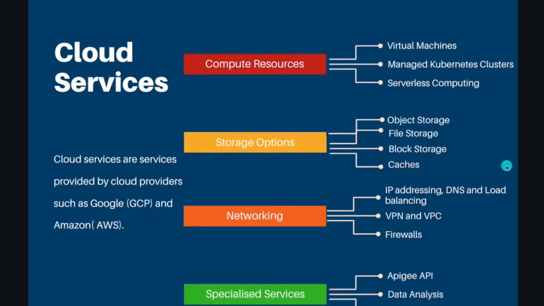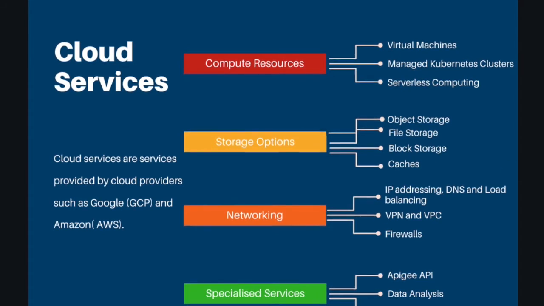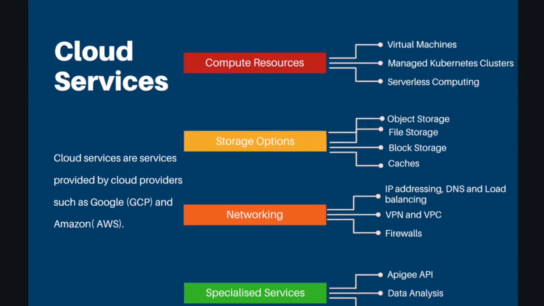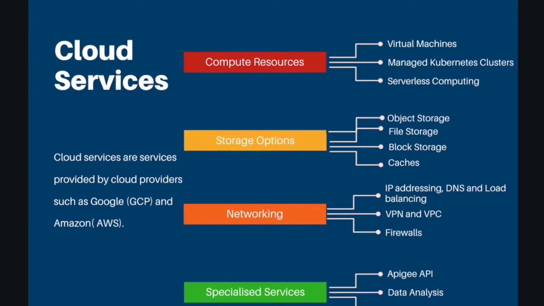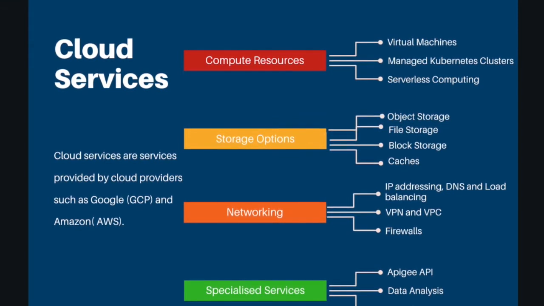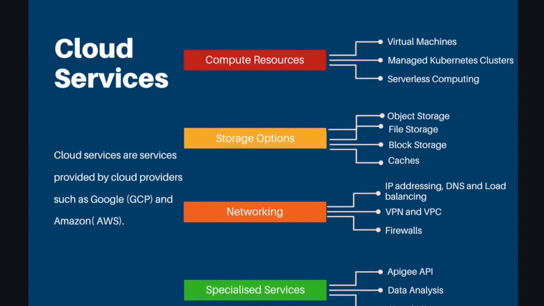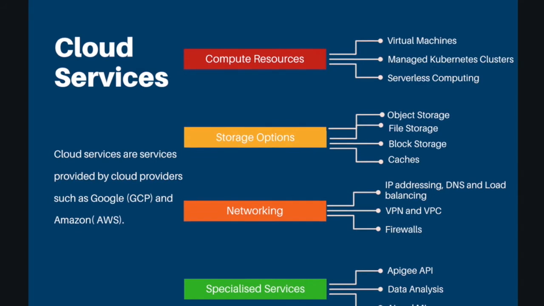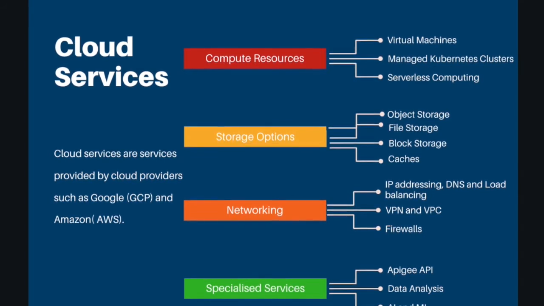Cloud services. First, let's have a look at what cloud services are. These are services sold to customers by cloud companies. It can be compute resources, storage options, networking solutions, or specialized services. If we look at compute resources, types include VMs, virtual machines, managed Kubernetes clusters, and serverless computing. If you don't know what these are, don't worry, we'll be going into them in further detail in this video and in the upcoming few videos.